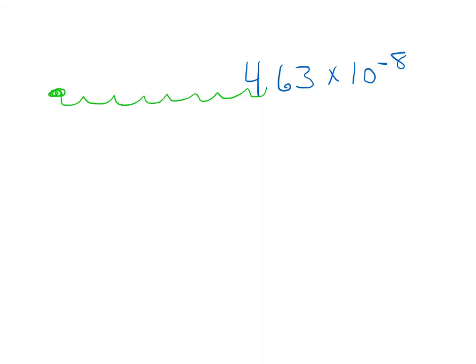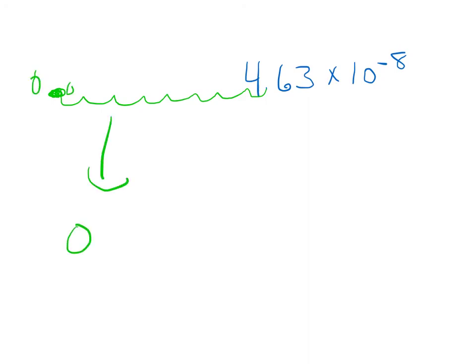Alright, let's take a look at example 2 here. 4.63 times 10 to the negative 8. Move that over here because I want to be able to move my decimal places 8. So I've got to move 1, 2, 3, 4, 5, 6, 7, 8. That's where my decimal is going to go, and I'll need a 0 in front of that.